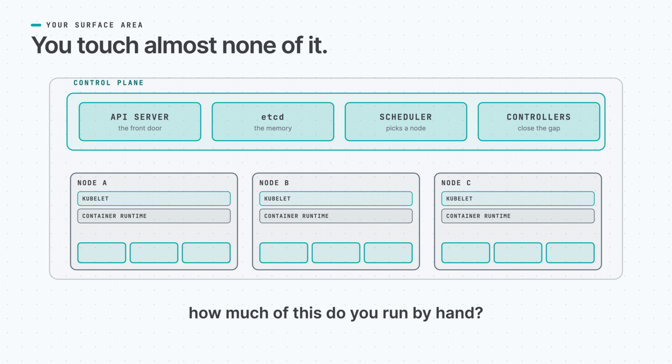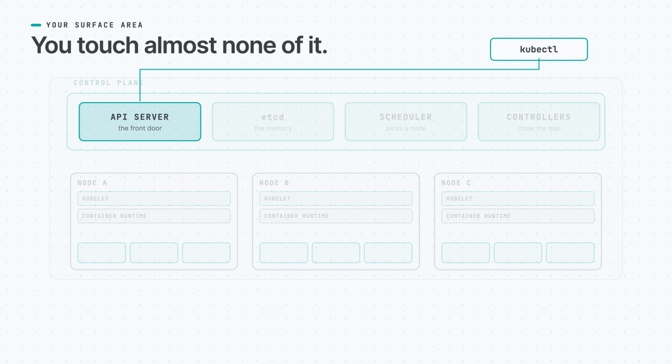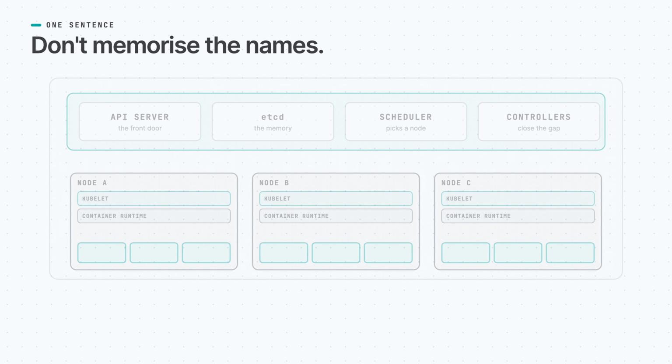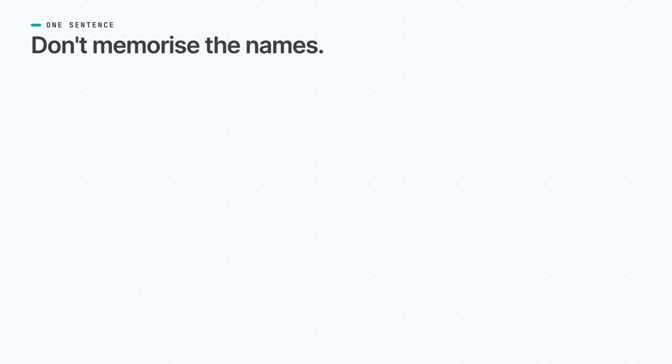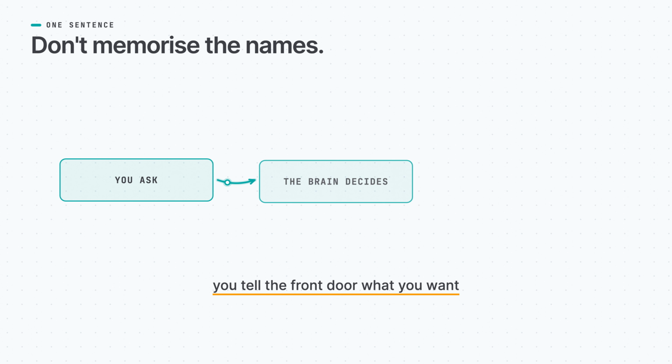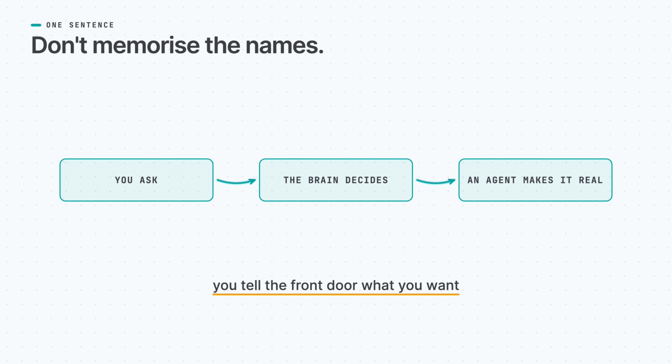Now, how much of this do you operate by hand? Almost none of it. You talk to the API server, usually through kubectl or a file. The scheduler, controllers, kubelets and runtimes are doing their work whether or not you are thinking about them. So please do not memorize these names for their own sake. Hold one sentence instead. You tell the front door what you want, the brain decides where it goes, and an agent on each machine makes it real.